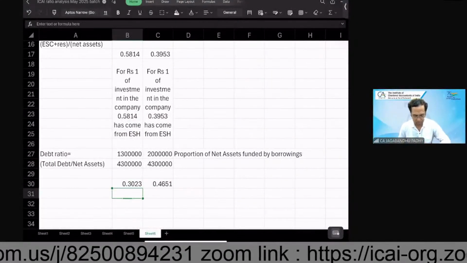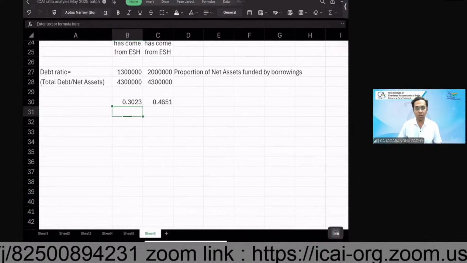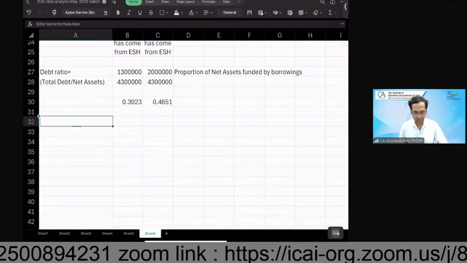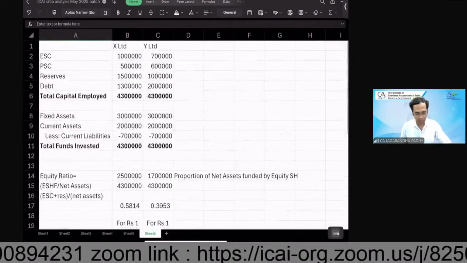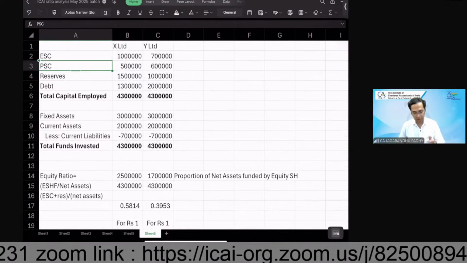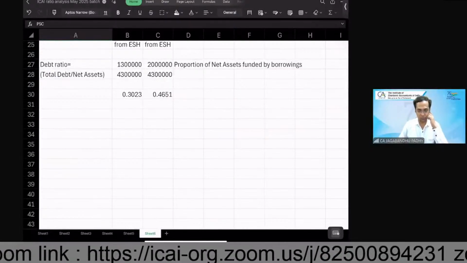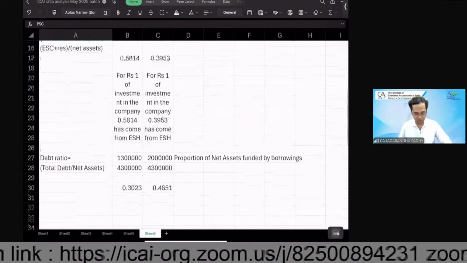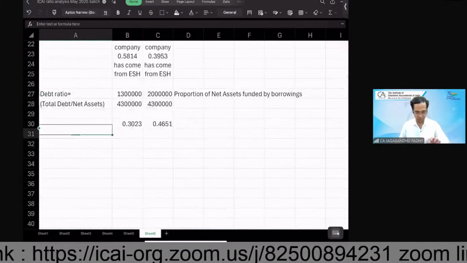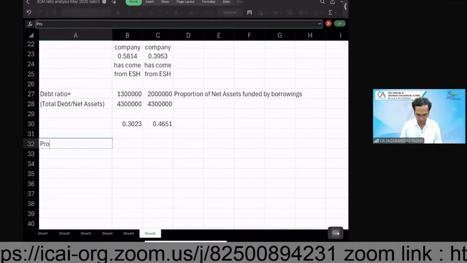So not the balance portion basically, because we also have the preference share, right? So debt ratio is only the proportion which is funded by the debt. Had it been a case that you don't have preference share, then they would have complemented each other. Preference share is not included in equity ratio. Preference share will be included in another ratio, which is called the proprietary ratio.